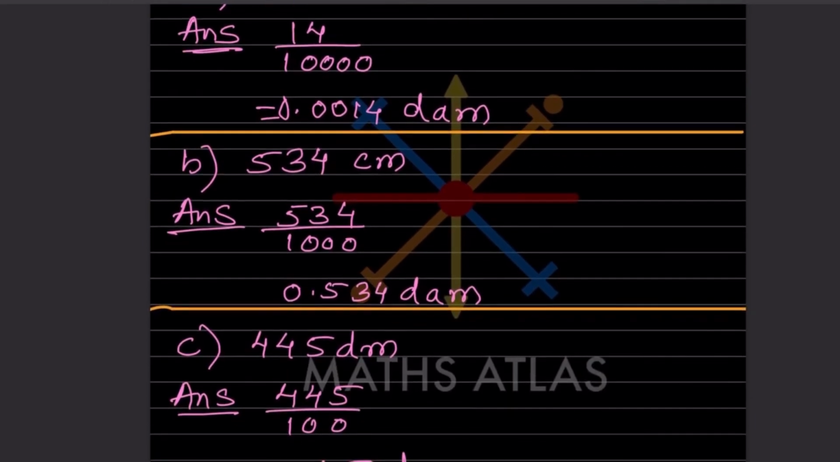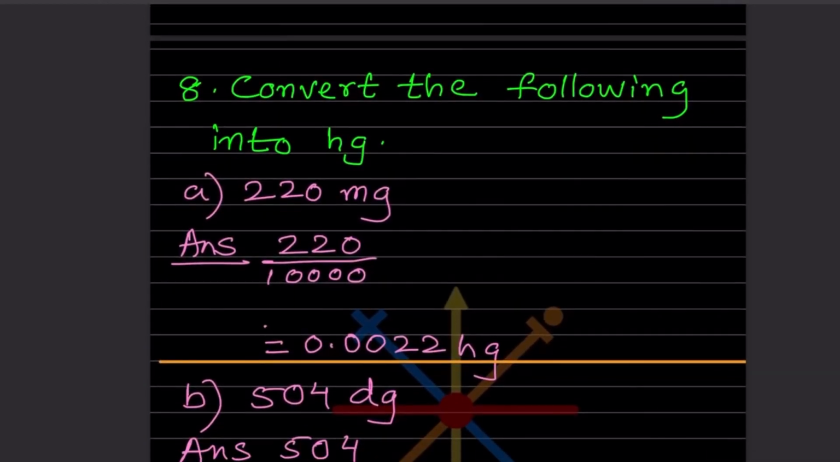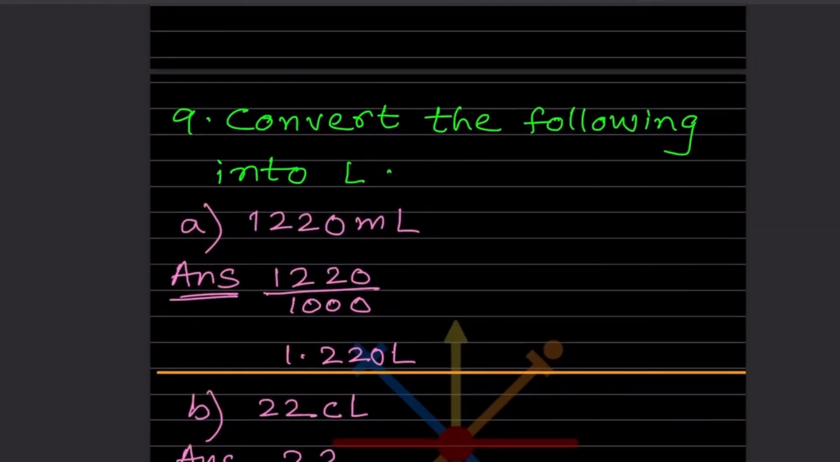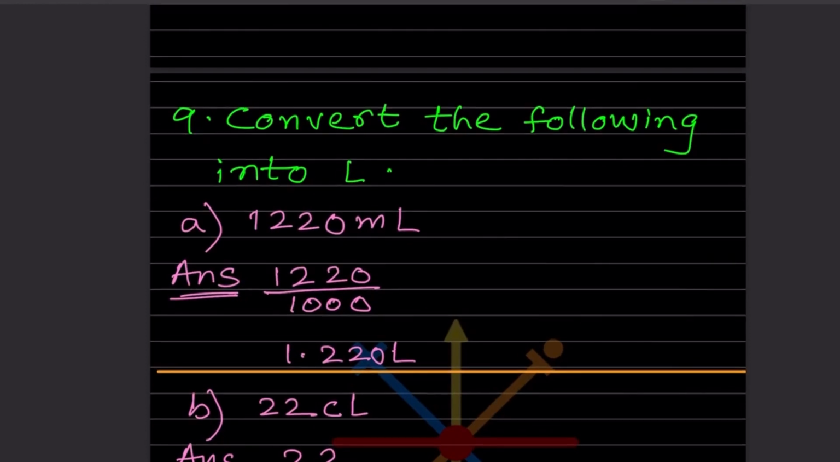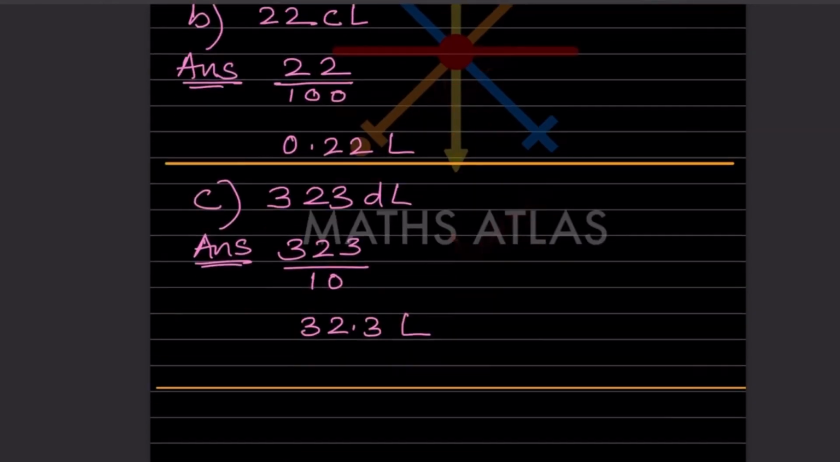Same with this, you will look at the table and do it. Convert the following into hectogram. This also is the same. In the table you will do it and see here. Same. Again here also the liter is the same. So the table works. That is a very important table which you have to note down.